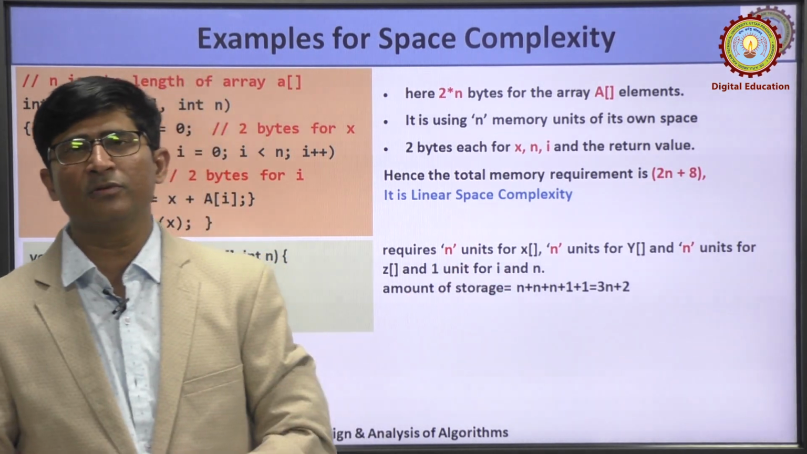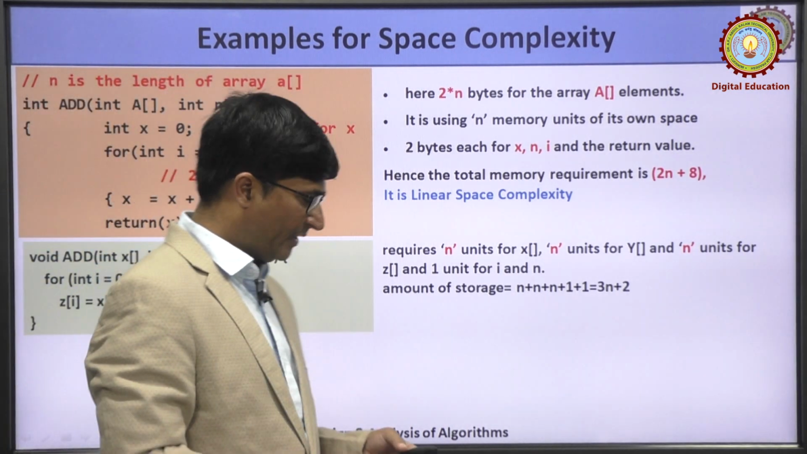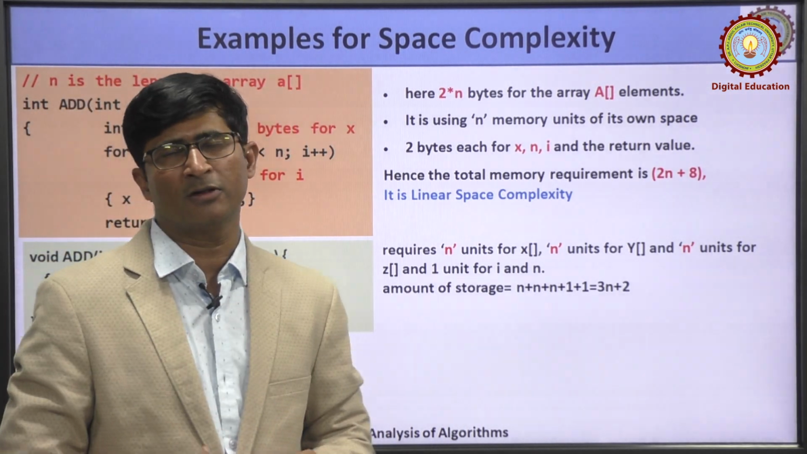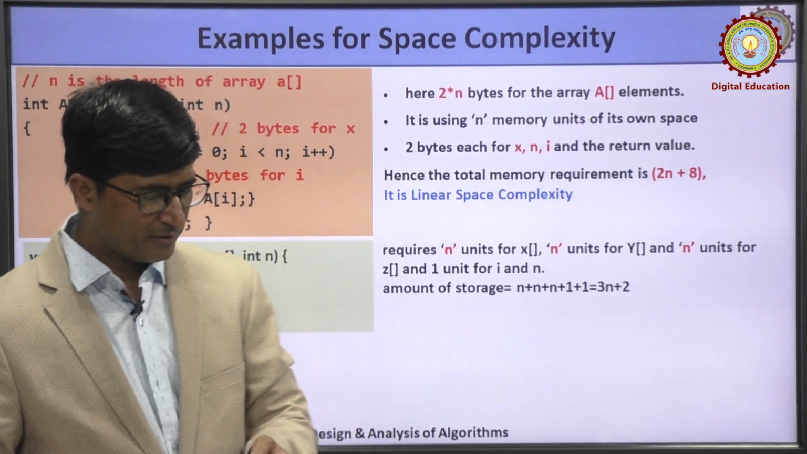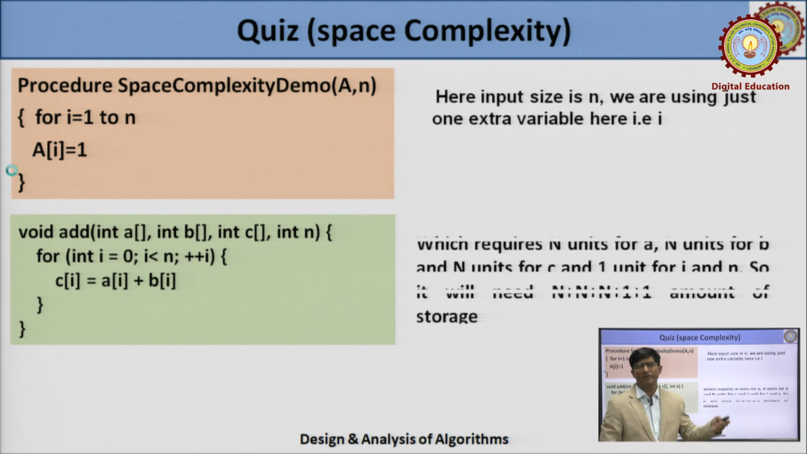For example, in this case we have used the integer variable. And similarly for this particular case also, we have passed 3 integer type arrays and integer variable n. So in this case also, it is requiring n units for x, n units for y and n units for z, and 1 unit each for i and n. So if we list down the complexity, it comes out to be 3n plus 2. So these are very simple cases. You can always practice how we can list down the algorithm and find out the space complexity of various instructions. You can always go through this example based on what we have learned so far.